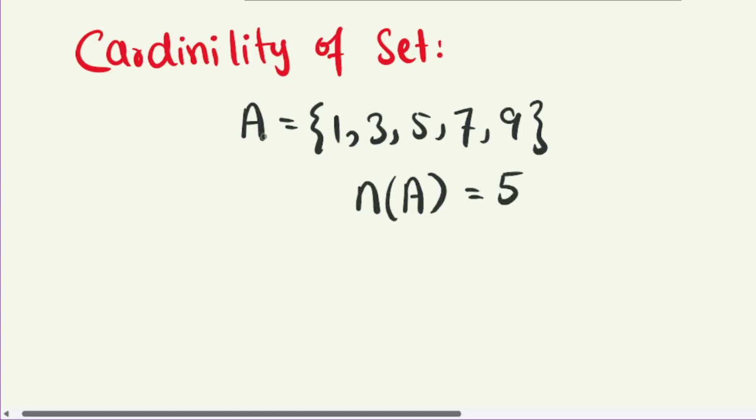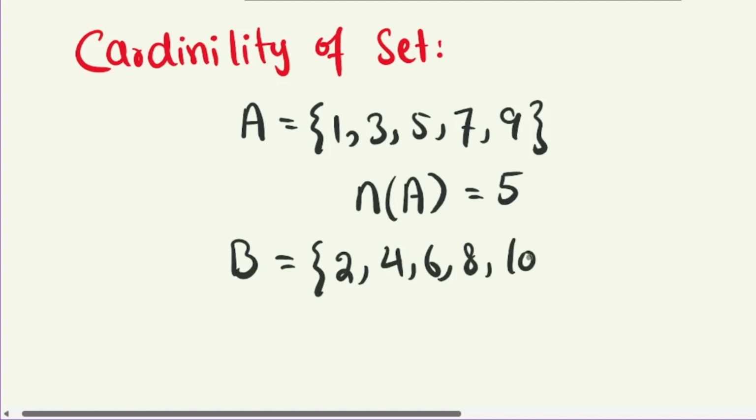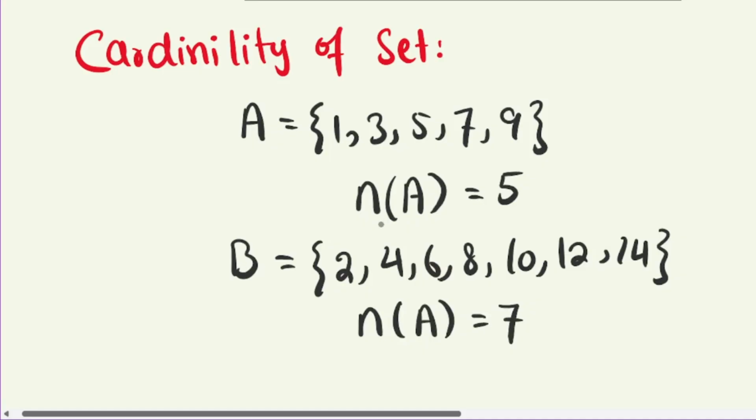Now let me have another example, set B, which contains the elements 2, 4, 6, 8, 10, 12, 14. What is the cardinality of set B? We will count the elements inside the set: 1, 2, 3, 4, 5, 6 and 7. So the cardinality of set B is 7, or the number of elements of B is 7. The number of elements in a set is called the cardinality of the set.